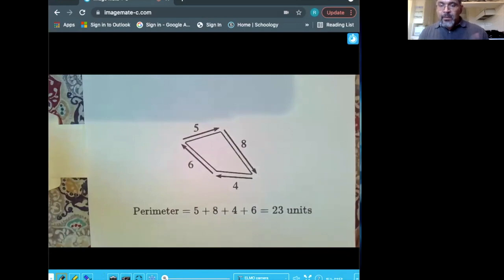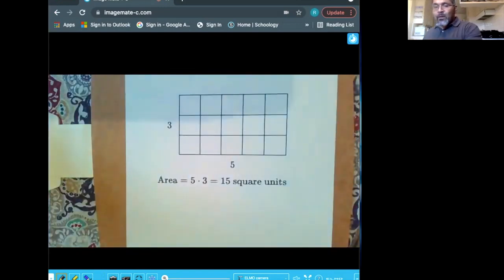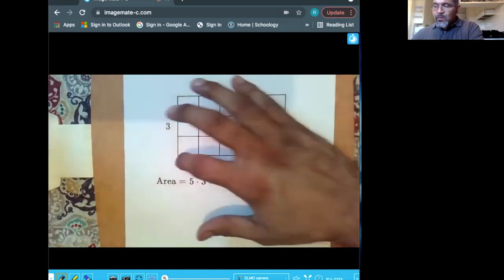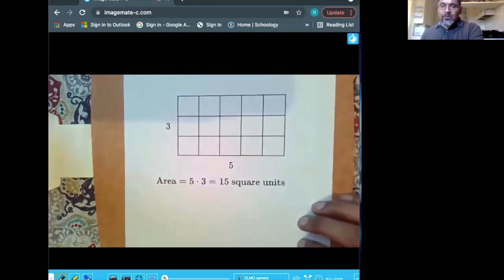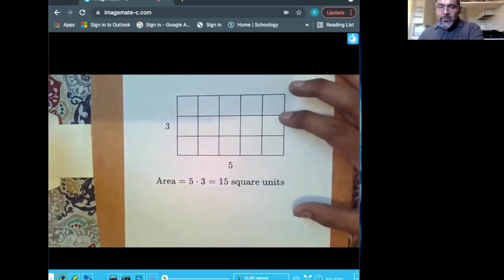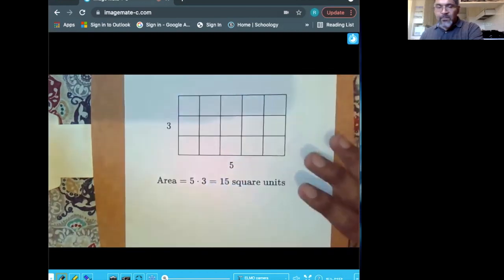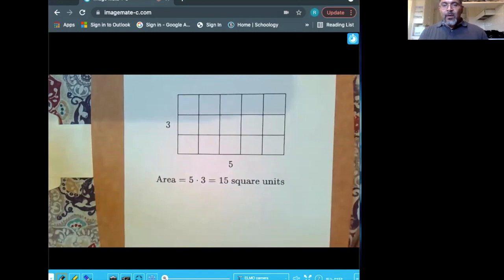Now, the area indicates the number of square units needed to fill up a region. If we were to look at a rectangle, the area is computed by multiplying the length and width. So in this rectangle, the length is 5 units and the width is 3 units, which comes out to 15 square units. Now, you worked on identifying patterns of growth with differently shaped figures.